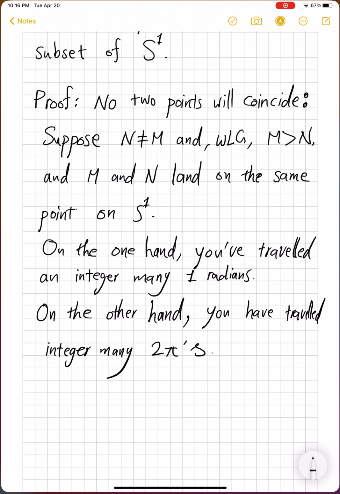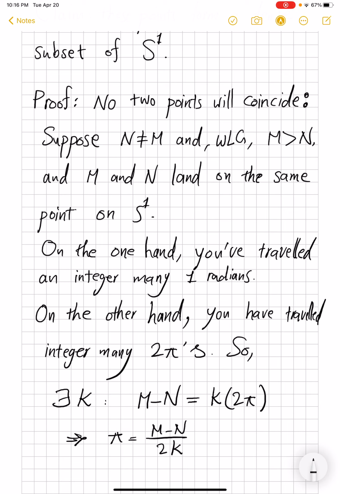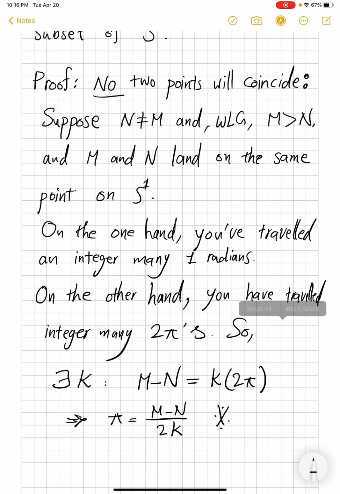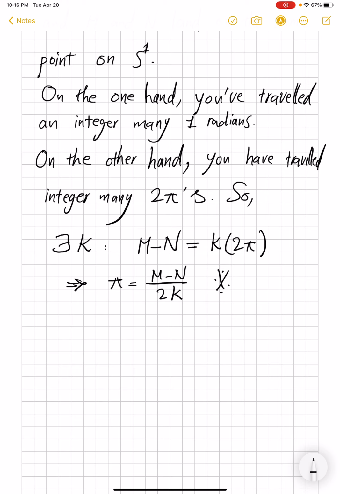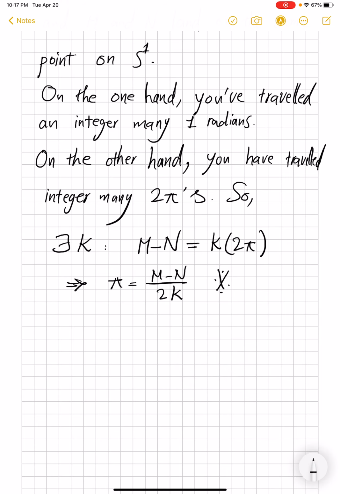This would mean, so for some k, you travel m minus n radians, which coincides with traveling k many times 2 pi. And this would mean that pi is m minus n divided by 2k, and that is a contradiction because pi is not a rational number. So this proves then that no 2 points will coincide. So after traveling even infinitely many of these dots, you will never land back at 1 radian again.